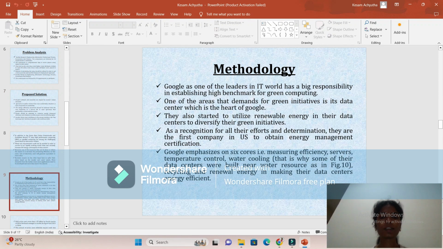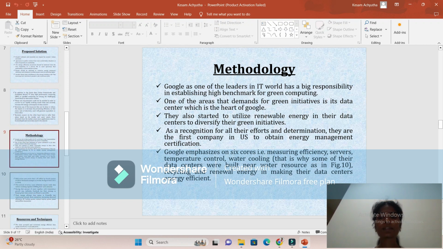This is the methodology. Google is one of the leaders. The IT world has the biggest responsibility for establishing a high benchmark for green computing. One of the areas that demands renewable energy in their data centers is to diversify their green initiatives. As a recognition of all their efforts and determination, they are the first company in the US to obtain energy management certification.